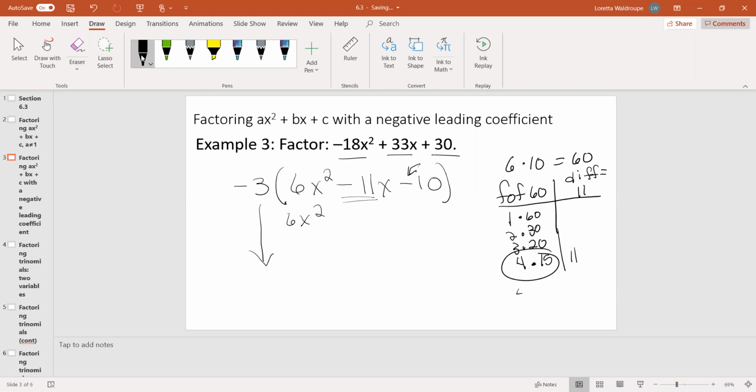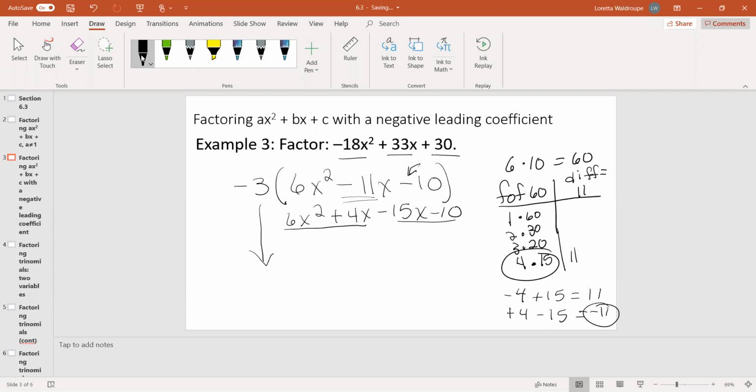Well, let's think about this. If I do negative 4 plus 15, that equals a positive 11. And if I do negative 4 minus 15, that equals a negative 11. And the negative 11 is what I want. So this is going to be plus 4x and then minus 15x minus 10.